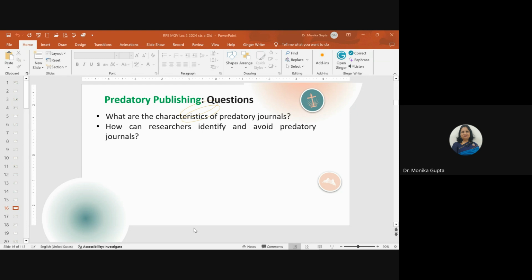Okay. Now, the second question, how can researchers identify and avoid predatory journals? Ma'am, first, for this, there is Savitribai Phule University. We can create our login on that, because I have done that. By creating that, you can find many of the clone journals which are predatory in nature.